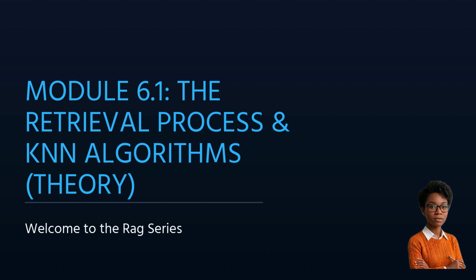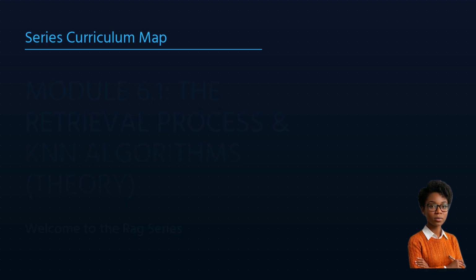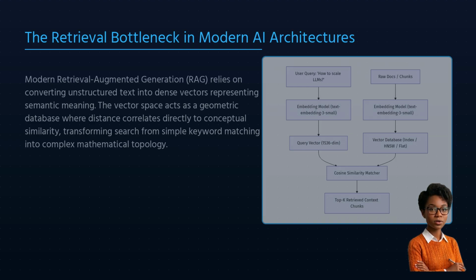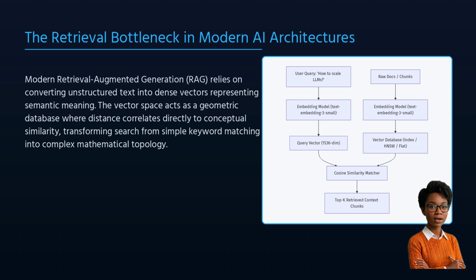Welcome. Today we are discussing Module 6.1, the Retrieval Process and KNN Algorithms, Theory. Here is a quick look at where we are in our curriculum. Hello everyone, and welcome to our series on Enterprise LLM Production Patterns.